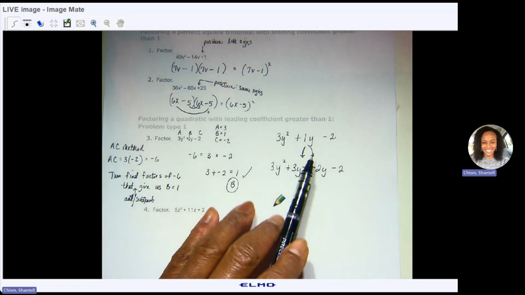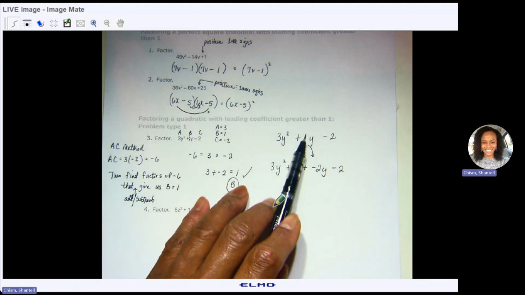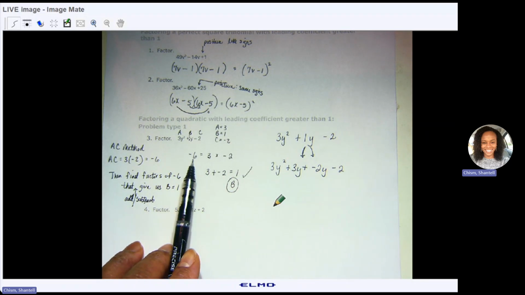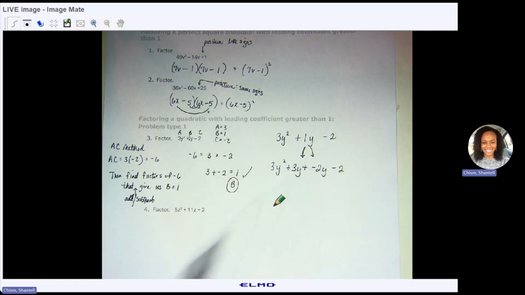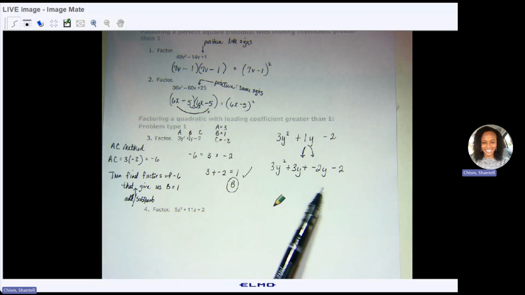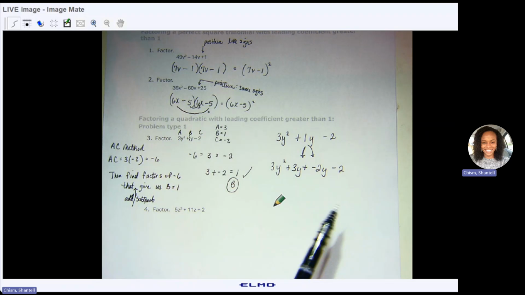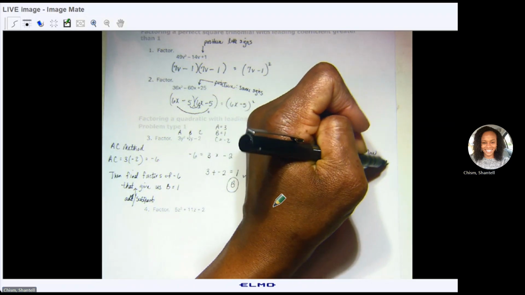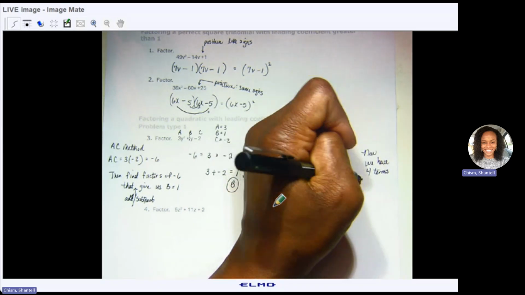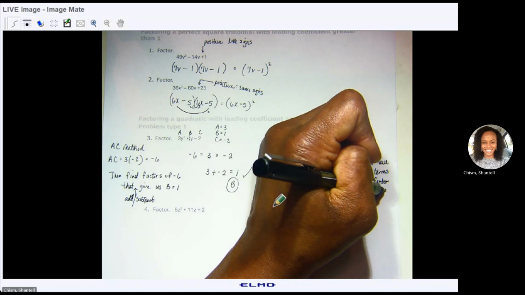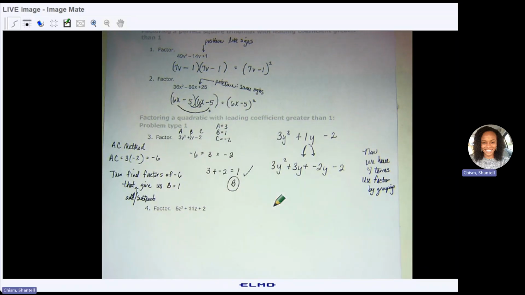So instead of having just 1y, I broke or separated 1y into 2 separate terms using factors of negative 6 that add up to give me this 1, or subtract to give me the 1. In this case, I'm technically saying subtract or adding because this is negative. So now you can see that I have 4 terms. Now we have 4 terms. We can use factor by grouping. So this is the AC method, okay?